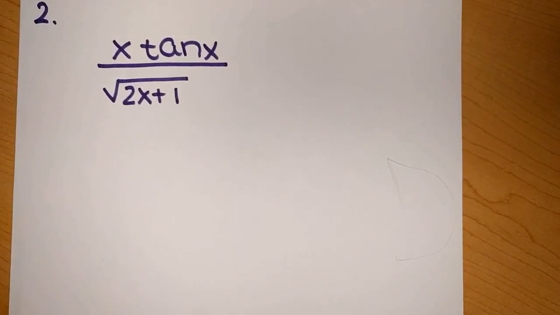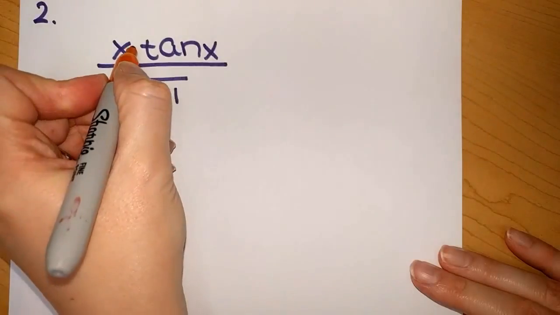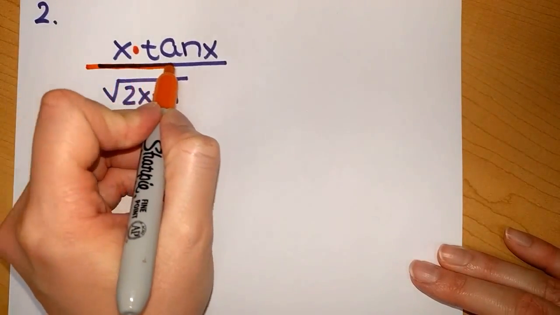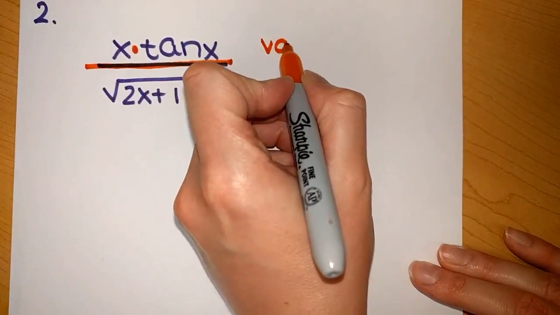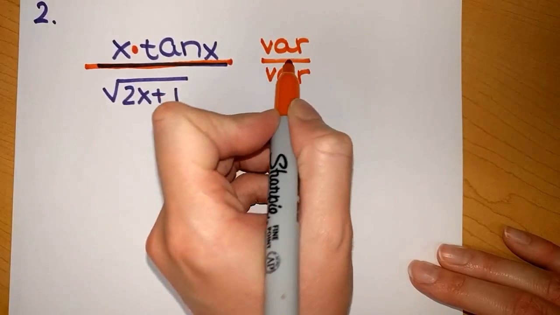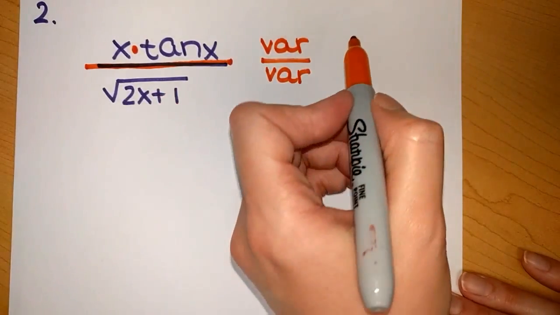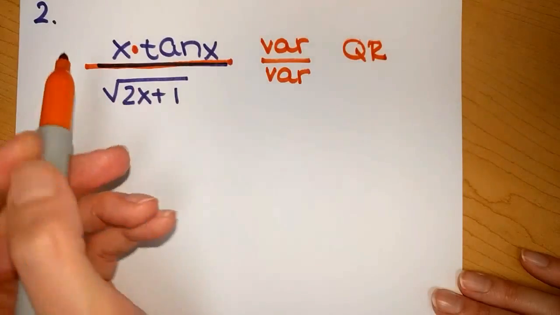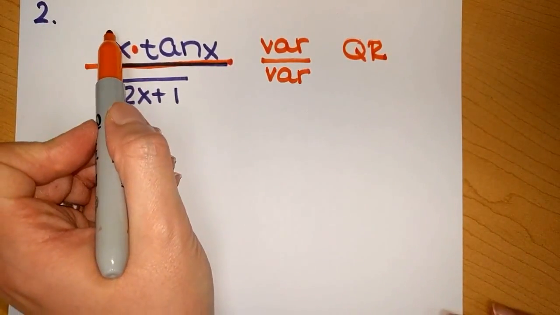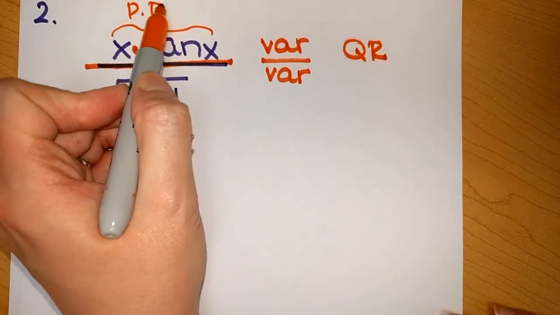For this question, the first thing to notice is that you have a product of two functions here because you have x times tangent, and you also have a division of a variable expression over a variable expression, and there's no way out of that. So you would have to use the quotient rule to start off, and then in the process of taking the derivative of the top, this would require the product rule.